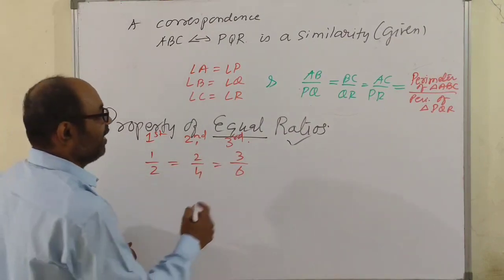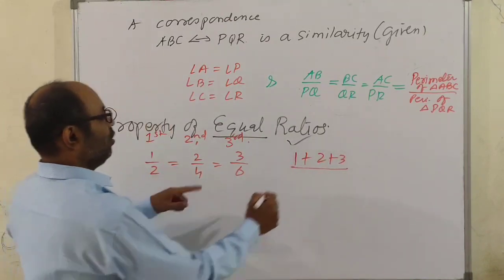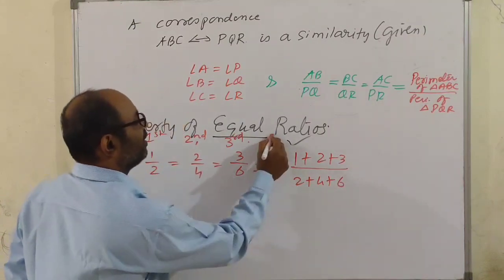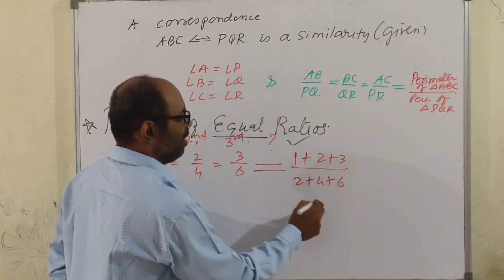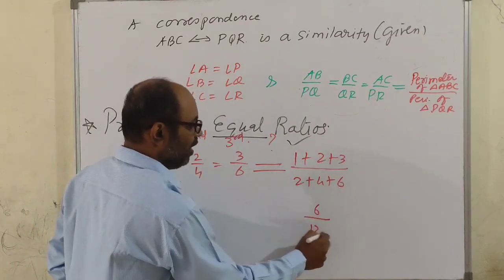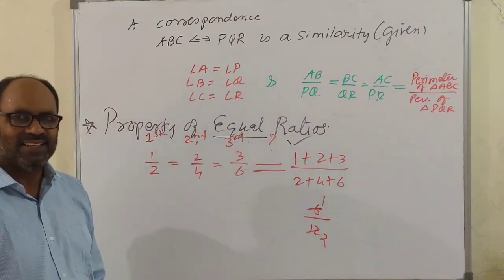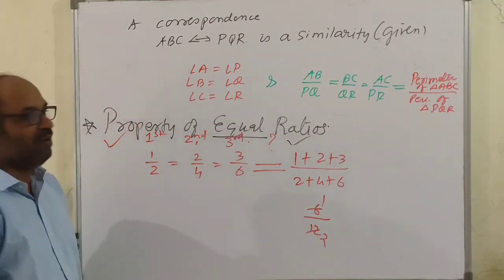Equal. But if I take 1 plus 2 plus 3 upon 2 plus 4 plus 6, are they equal? Right now it's a question mark. But let's check. 3 plus 2, 5. 5 plus 1, 6. 10 and 12. 6 ones and 6 twos are. Yeah, it's 1 upon 2. Correct? So, this is property of equal ratios.